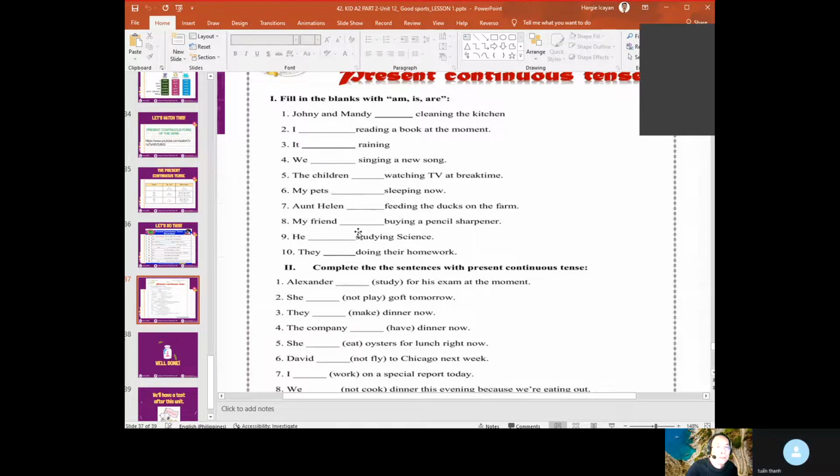My friend is buying a pencil sharpener. Yeah, sharpener. Can you say it? Sharpener. Again, can you say sharpener? Sharpener. Very good. Okay, there you have it. So my friend is buying a pencil sharpener. So why do we use the be verb is? Because we are talking only of one friend, right? Okay, number nine.